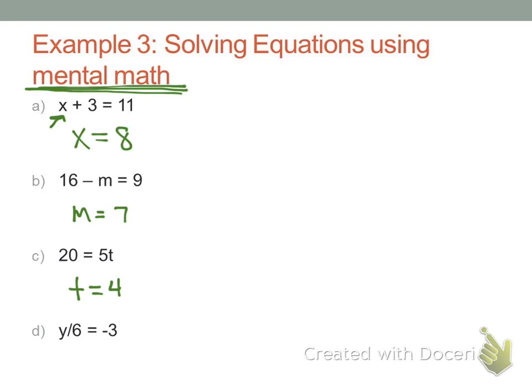And then on D, what number divided by 6? This one's tricky. What number divided by 6 is negative 3? Negative 18. Because the answer is negative, you have to divide by a negative. Y equals negative 18. Mental math to solve. This is the majority of your homework tonight. It's numbers 20 through 31, mental math. Okay? All right, so now I want you to do some practice ones.